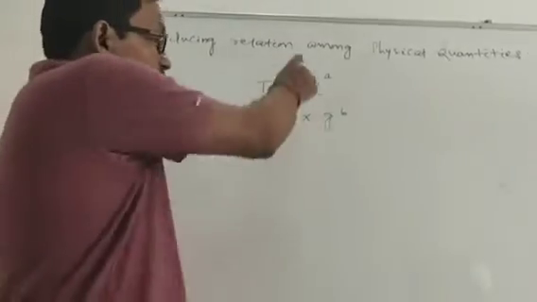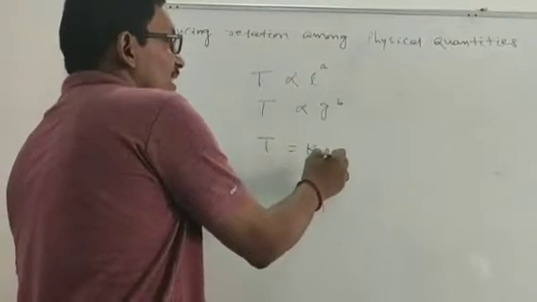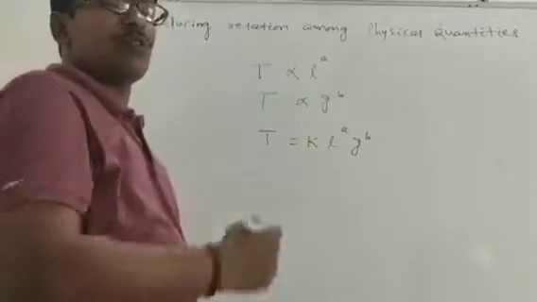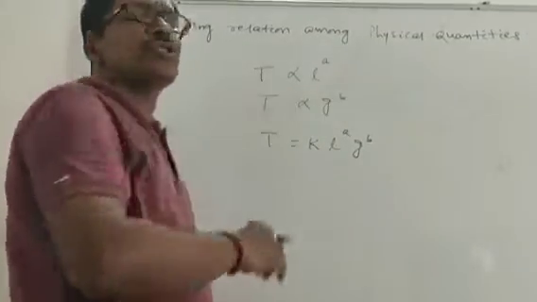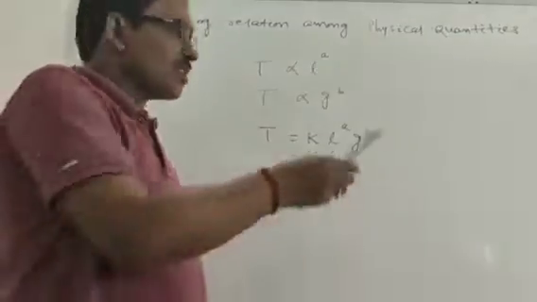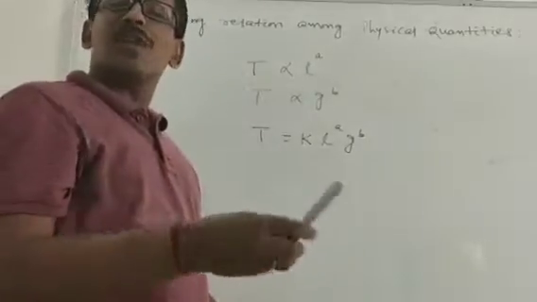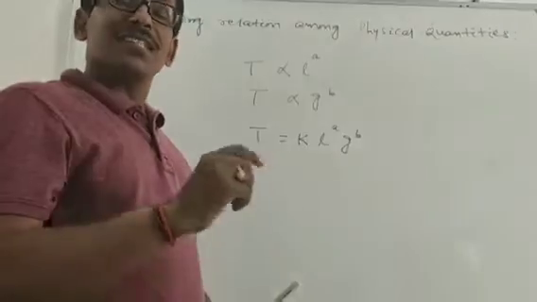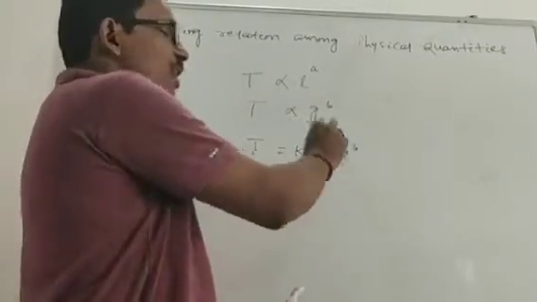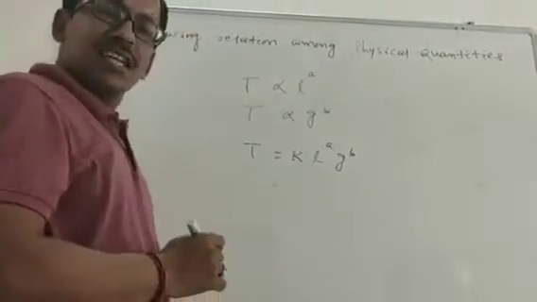Now, if you combine these two, what you will get? T is equal to some constant k, L to the power a, g to the power b, because T is proportional to L to the power a and T is proportional to g to the power b. According to the principle of homogeneity of dimensions, the dimensional formula of the left hand side must be equal to the dimensional formula of the right hand side. So let us write the dimensional formula of each term on the right hand side. Here k is a dimensionless constant.